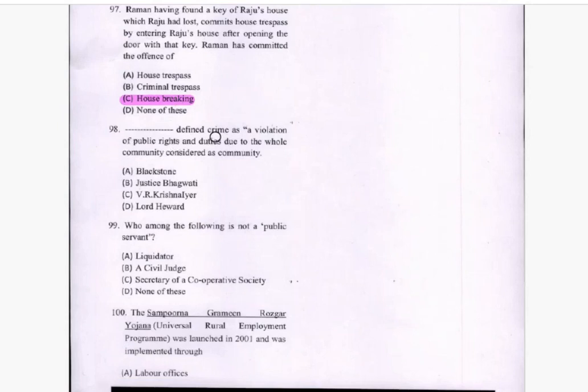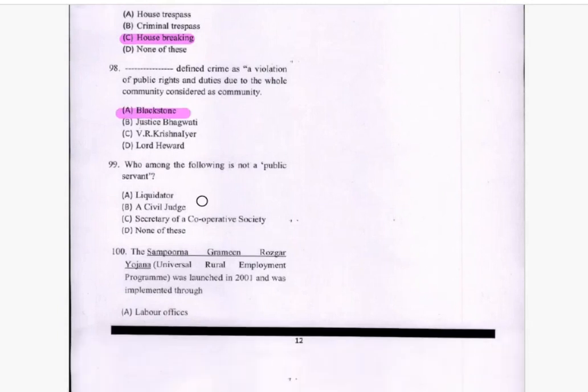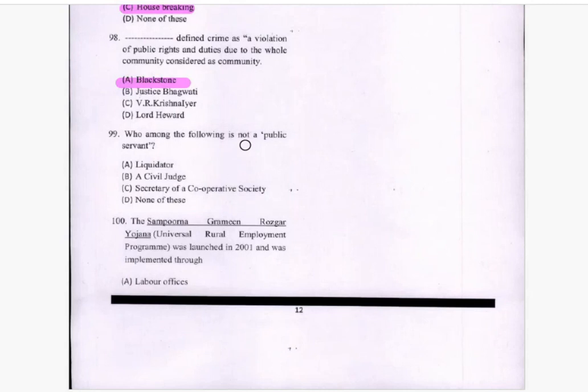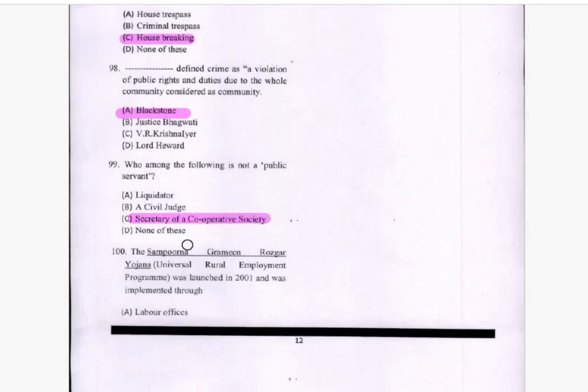Dash defined crime as a violation of public rights and duties due to the whole community considered as community. The right answer over here is Blackstone. Who among the following is not a public servant? You also have to make sure that you're reading the questions correctly. Not पूछा है कि कौन है, पूछा है, that is also very important. Answer is secretary of a cooperative society is not a public servant.